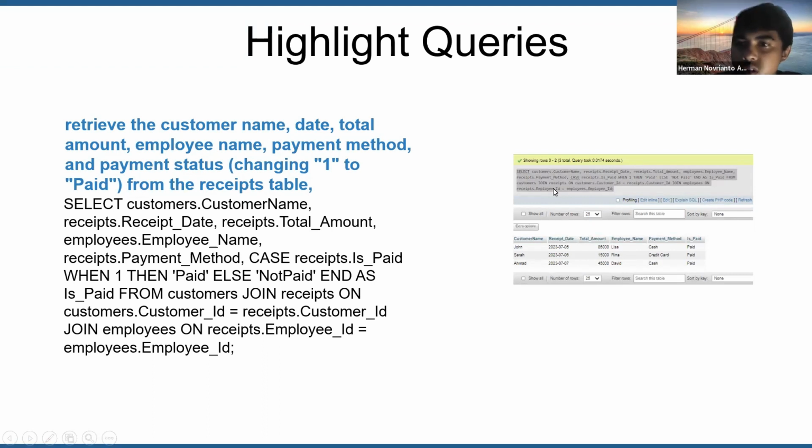And next, we will show a query that retrieves the information of customer's name, order date, total cost, service employee names, payment method, and payment status, replacing 1 with paid from the receipt table. For example, select customer's name, receipt date, receipt total amount, employee's name, receipt payment method, case receipts is paid, when 1 then paid, else not paid, as is paid from customer join receipt on customer ID equals receipt customer ID join employee on receipts employee ID equals employee ID.